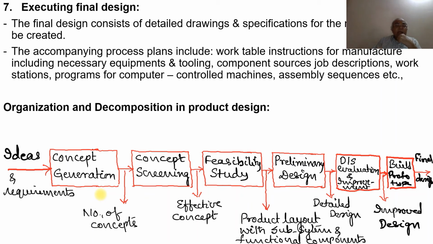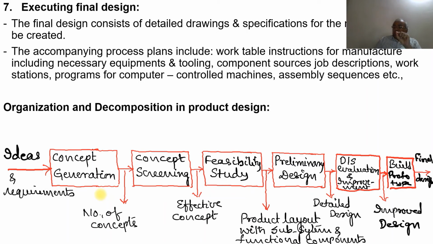Next is executing the final design. The final design consists of detailed drawings and specifications of the new product to be created. The accompanying process plans include work table instructions for manufacture, including necessary equipment and tooling, component source, job descriptions, workstations, programs for computer controlled machines, assembly sequences, etc. So what do these accompanying process plans include? Work table instructions for manufacture.